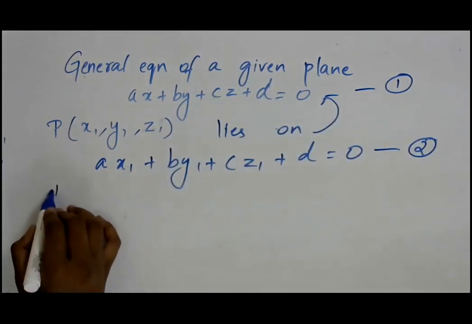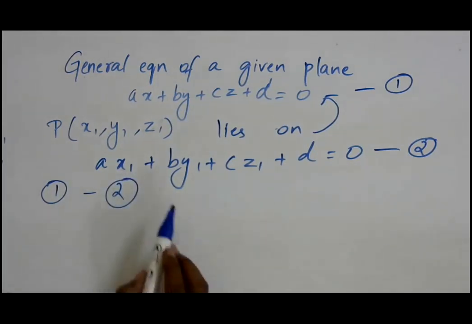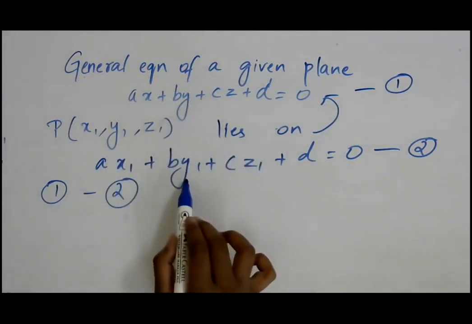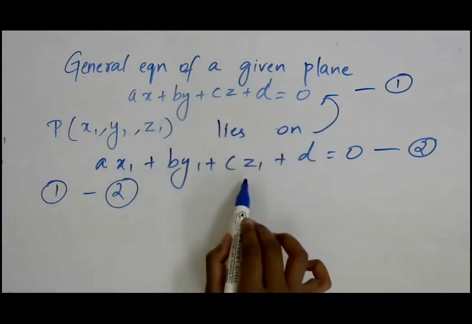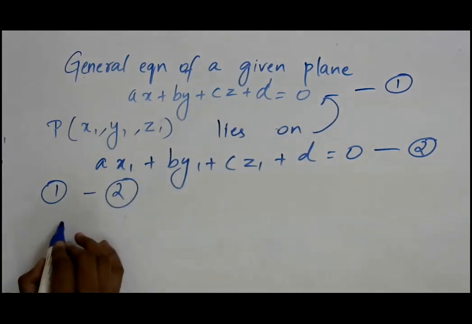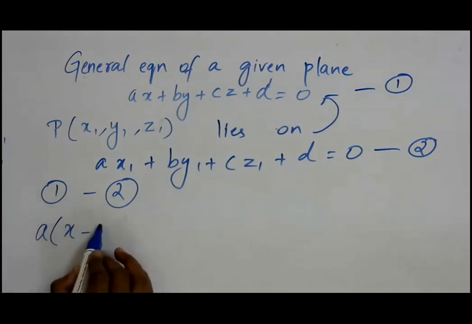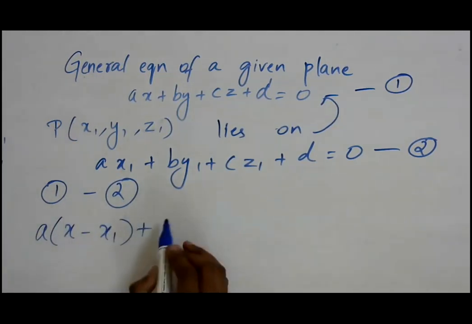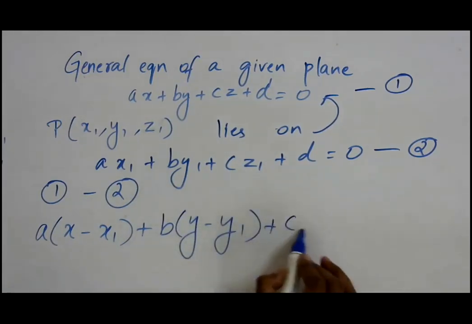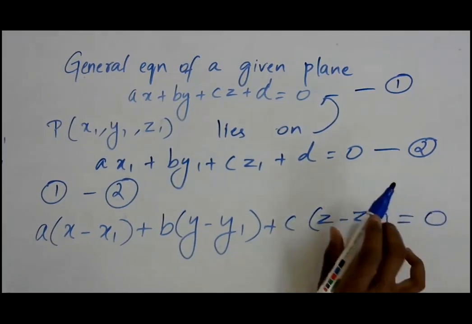So let's subtract 2 from 1. So what do we have? We have ax minus ax1 plus by minus by1 plus cz minus cz1 plus d minus d. So d gets cancelled. It's done. So let's just take the a, b and c common. So we will be left with a times x minus x1 plus b times y minus y1 plus c times z minus z1. That is equal to 0.